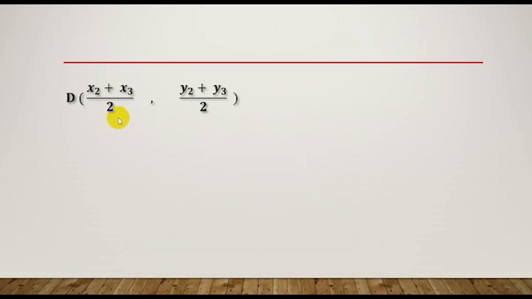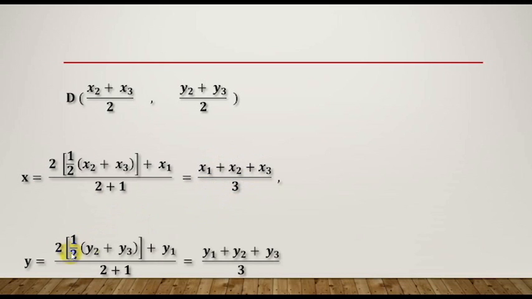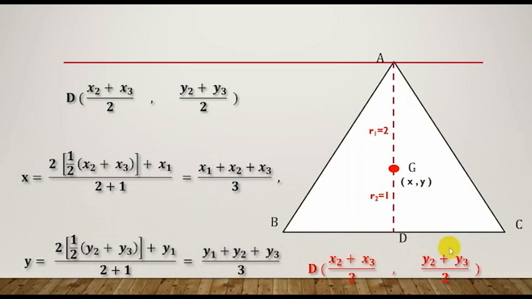So right now that is D. For our x, for the three x1, x2, x3, it will be divided by 3. And y, for the three of them, will be y1, y2, y3 over 3.